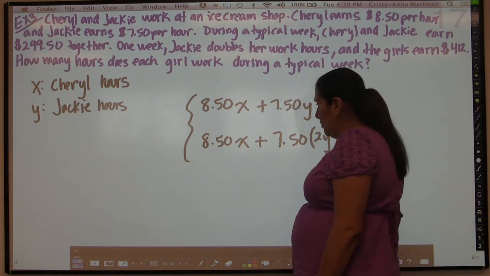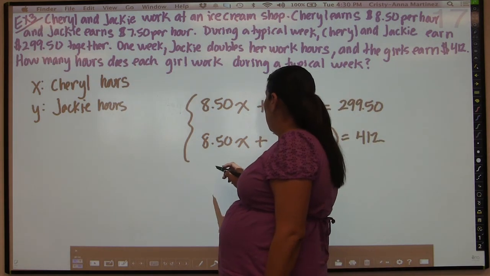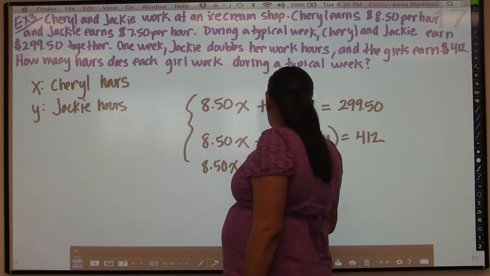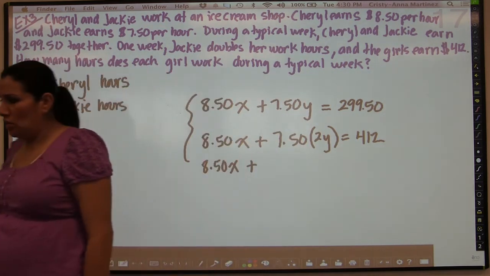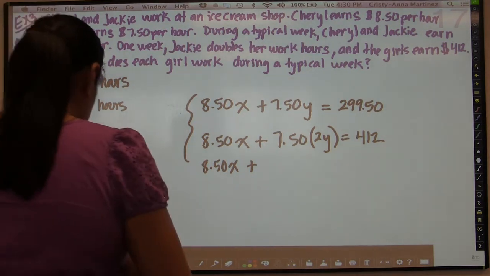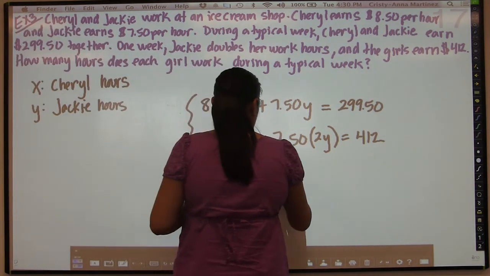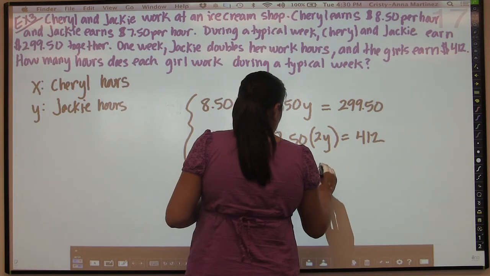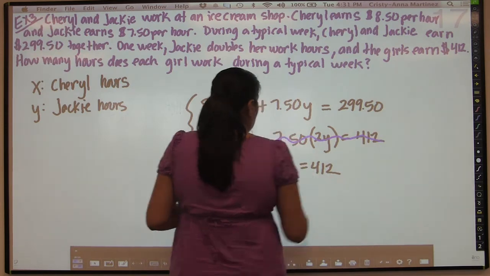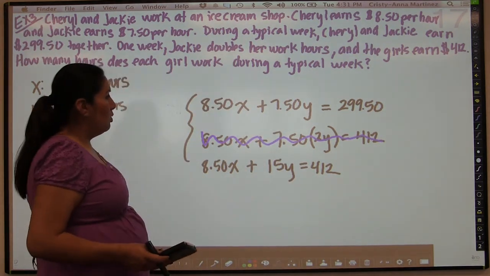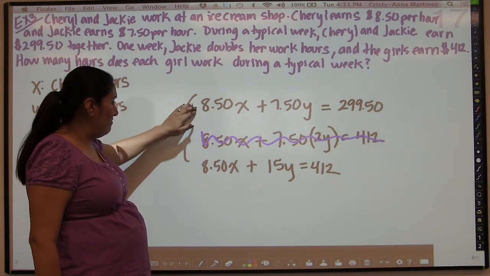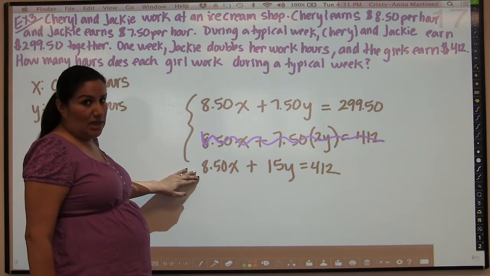Okay, so what's going to happen here is we're going to have 8.50x, and we want to kind of solve this right here. 7.50 times 2 is what, 15? So now instead of using this equation, we can use this equation and that equation. So what we're seeing now is that when we add these two equations together, we're not going to get anything to cancel because 8.50 plus 8.50 is going to be 17, not 0.